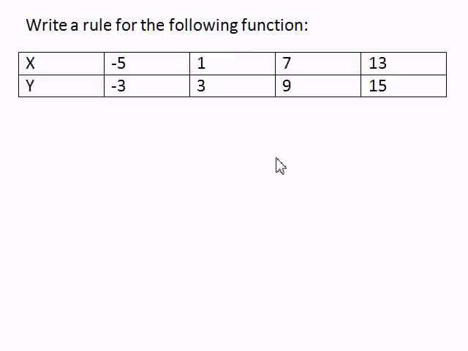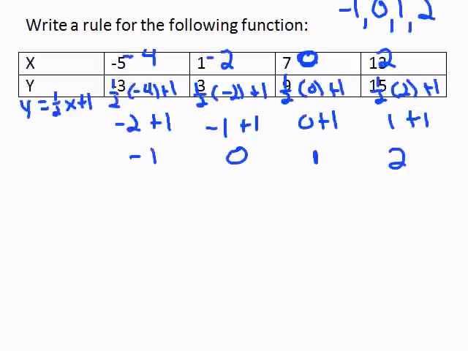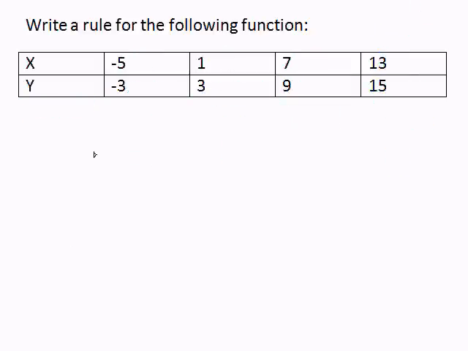Now we're on to our next objective. You're given a table. Can you find the rule or the equation for this table? Let's take a look at it. Suppose x is -5. Well, y is -3, so -5 goes to -3. If x is 1, well, y is 3. I don't really see a pattern yet. If x is 7, y is 9. If x is 13, y is 15.